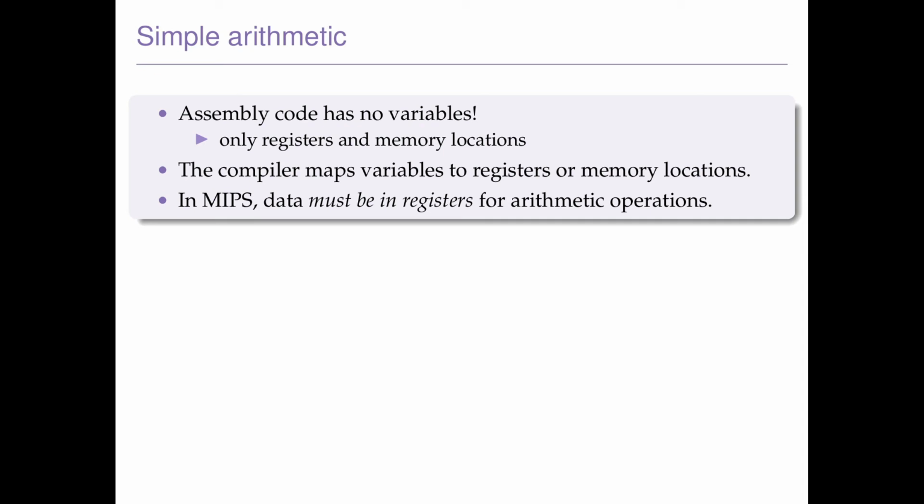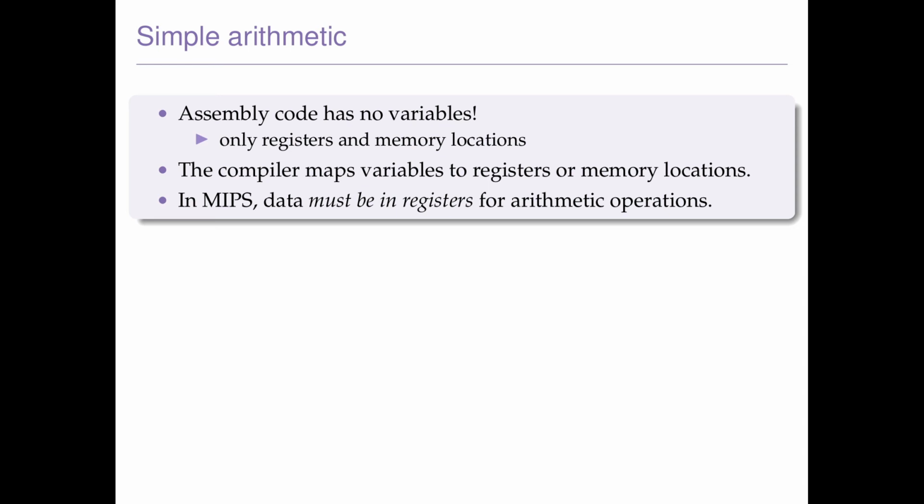When you write your high-level code in Java and say something like a is equal to 5, the compiler has to map that variable a to a register or a memory location so that it can actually be executed and used at some point. So it might say a is equal to 5 and then compile that down to register T0, set equal to 5. In MIPS we also need to have the data in registers for arithmetic operations. There are some slight exceptions to this, but you do need to make sure that all of the data that you want to manipulate is in a register before you start adding and subtracting from it. We'll see some exceptions to that later on, but this is something you need to be aware of.